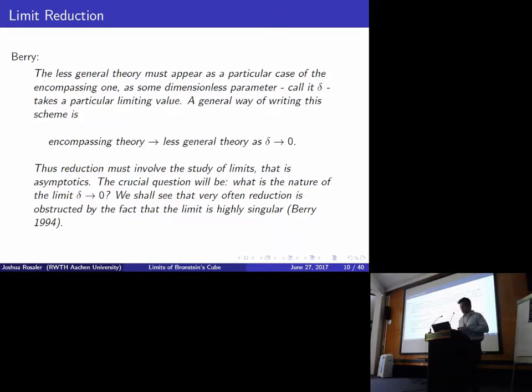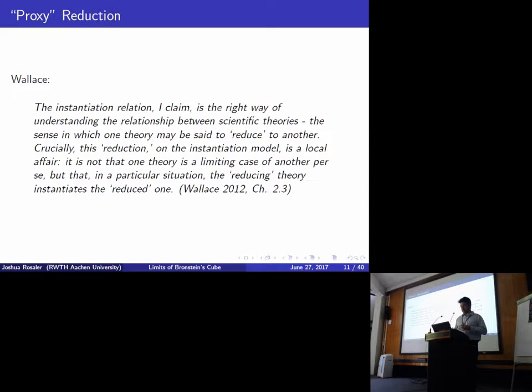So this illustrates limit reduction, or one way of formulating it. The less general theory must appear as a particular case of the encompassing one as some dimensionless parameter, call it delta, takes a particular limiting value. A general way of writing this scheme is: encompassing theory goes to less general theory as delta goes to 0. Thus, reduction must involve the study of limits, that is, asymptotics. The crucial question will be, what is the nature of the limit delta goes to 0? We shall see that very often reduction is obstructed by the fact that the limit is highly singular. And this is an idea that's also been put forward by Robert Batterman.